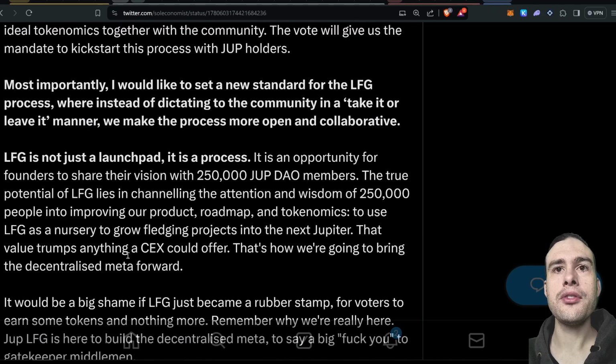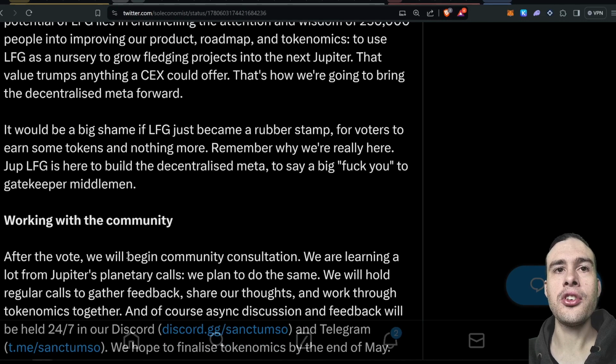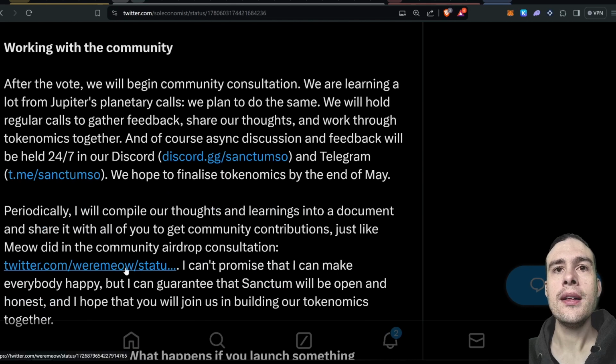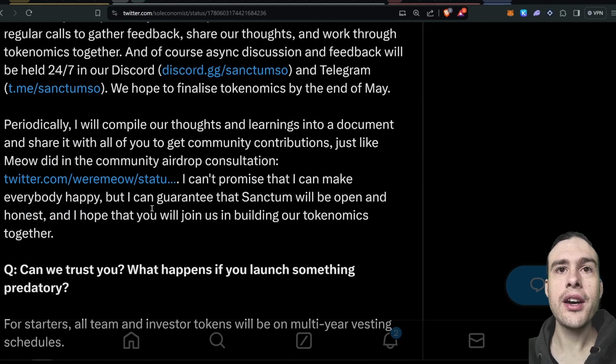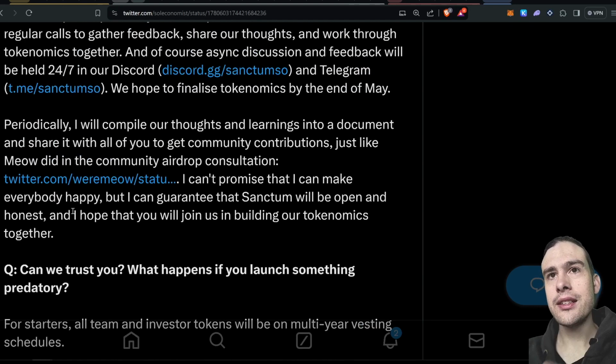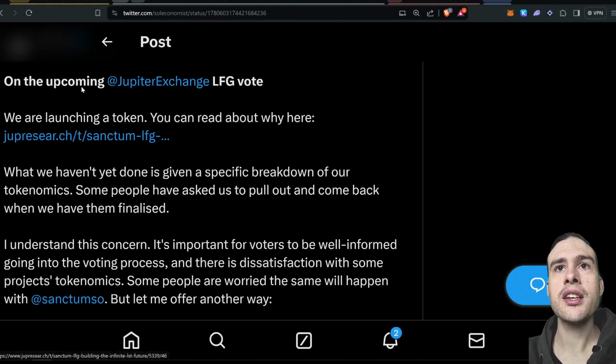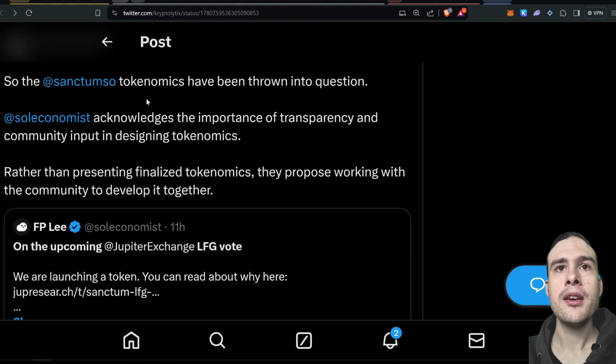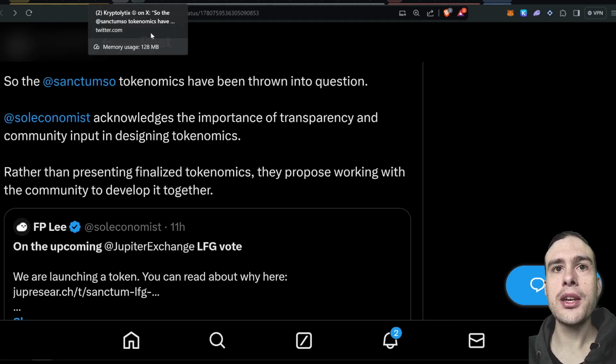So yeah, they haven't released the information on the tokenomics yet, as in token supply, distribution, vesting schedules, anything like this. However, they have said that they will work with the community. So again, feedback will be held 24/7 in our Discord and Telegram. So if you want to participate in the structuring of their tokenomics, then there you go. There's some links there. There's a big post here, essentially, bit of a word salad. I'm not going to read all of it because I already went over it. But anyway, I think that's all of the information you need from this, and why I'm not bearish on the lack of tokenomics currently on Sanctum SO.